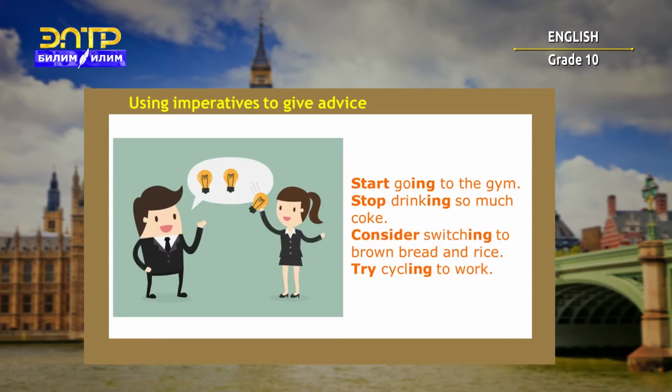We can use imperative verbs plus ing to give advice. Let's look at some more examples using your fat friend. Start going to the gym. Stop drinking so much Coke. Consider switching to brown bread and rice. Try cycling to work.